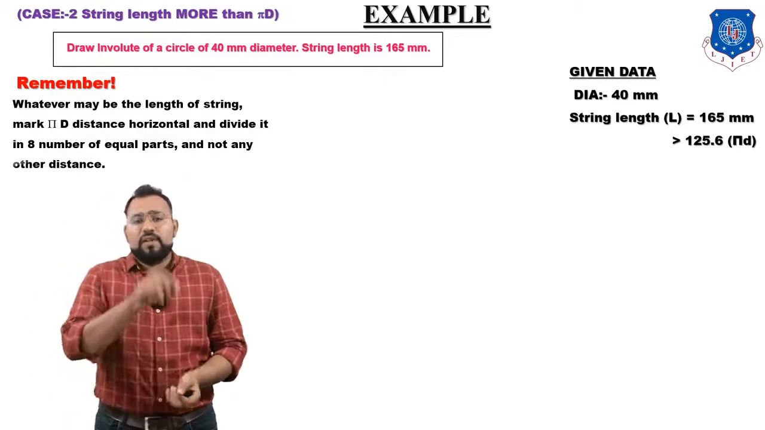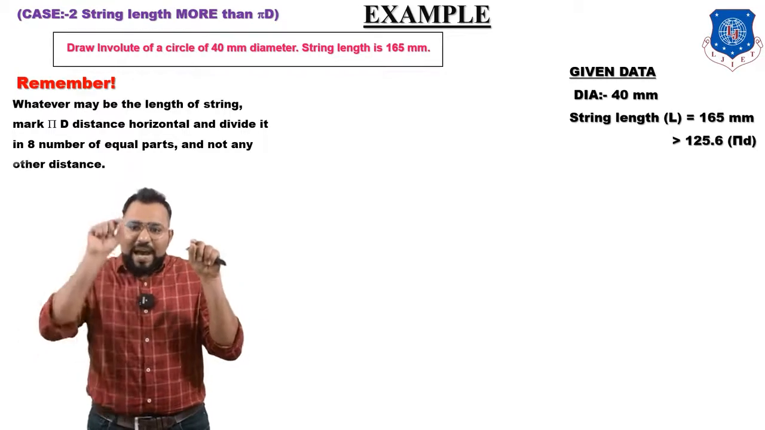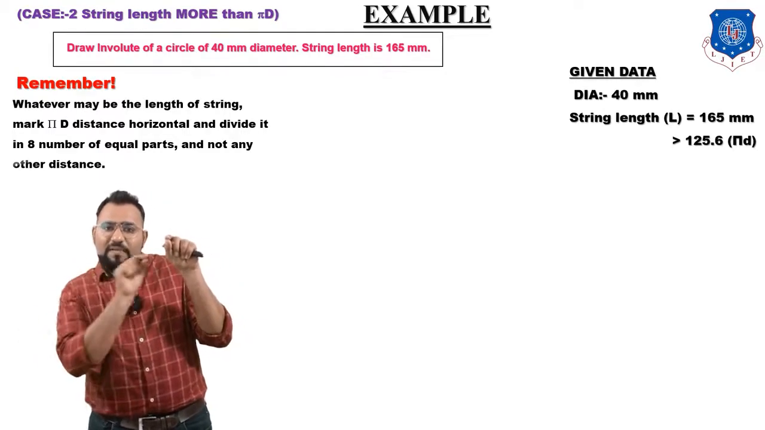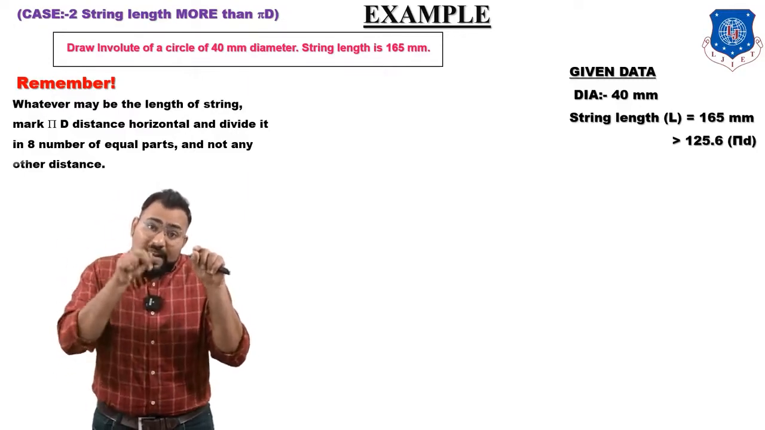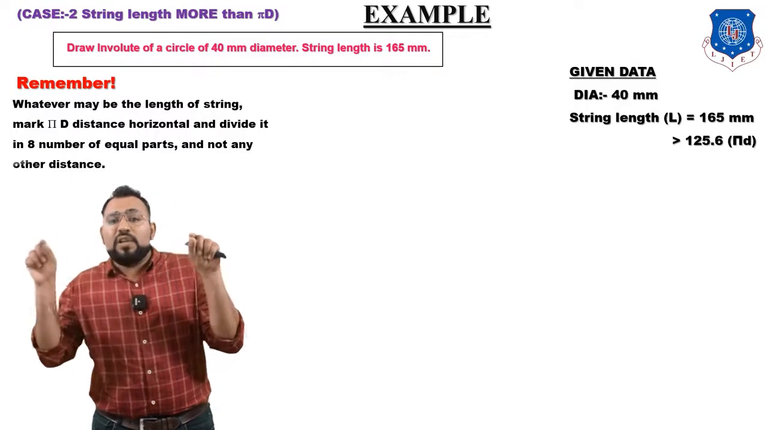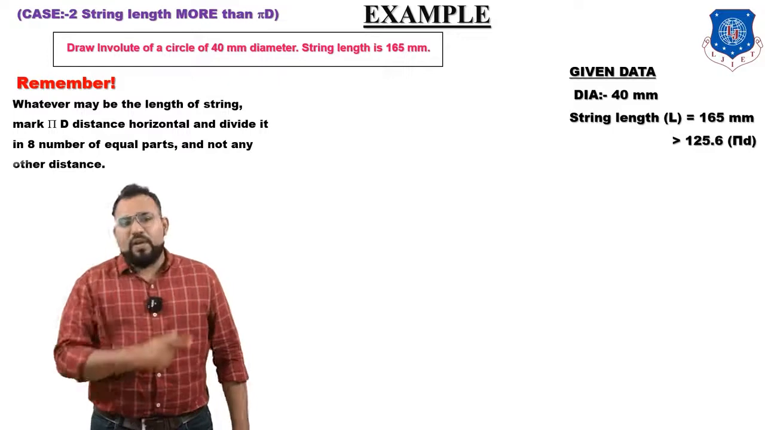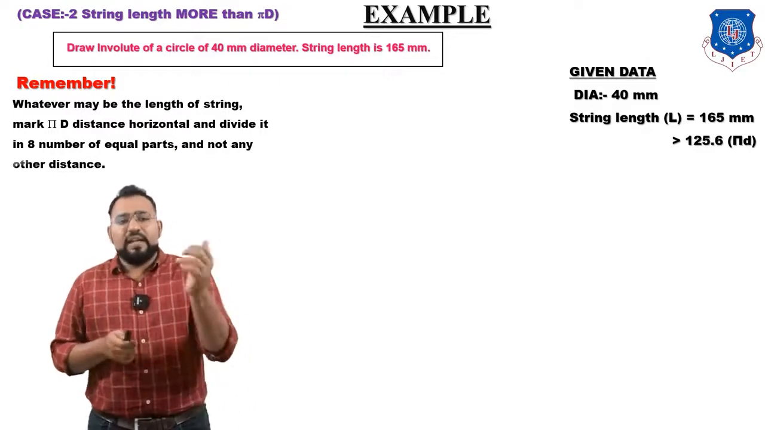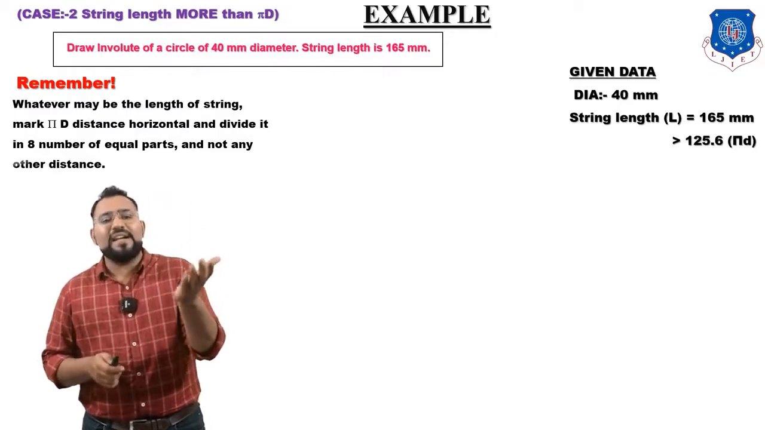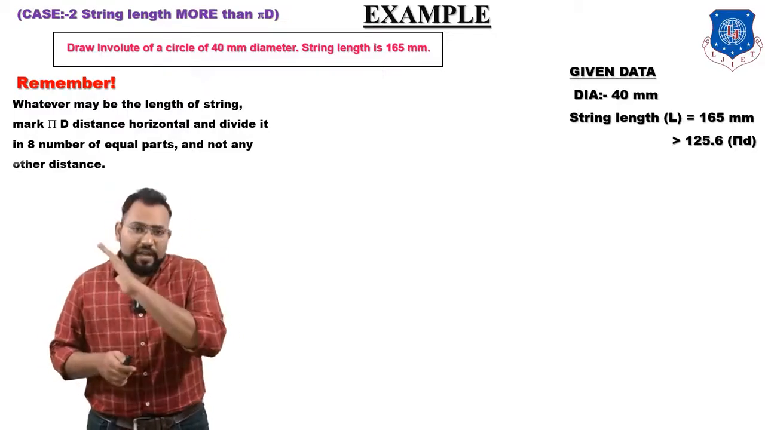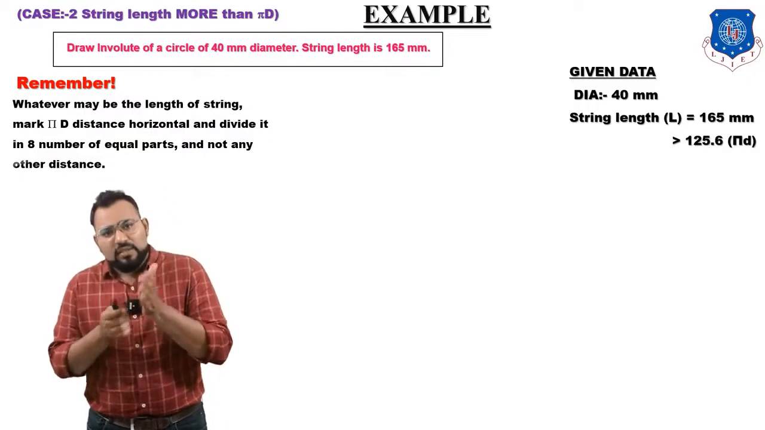So what will we do? First we will draw a string length equal to 165 mm, and on the string length we will mark a distance of 125.6 mm, which is equal to pi d, and we will divide this length equal to pi d into 8 equal parts, not the 165 mm. So always remember, you have to divide a line which is equal to pi d. That is why it is written that whatever may be the length of string, mark pi d distance horizontally and divide it into 8 equal parts and not any other distance. So this much is enough. Now you can understand this through the example.